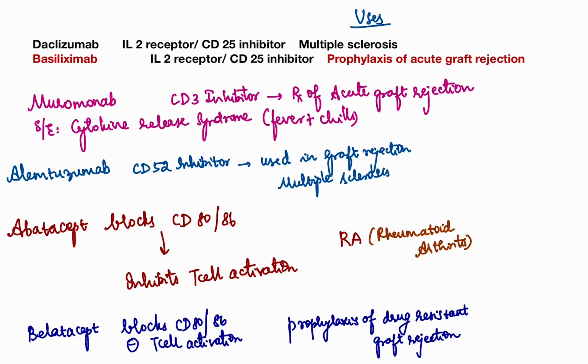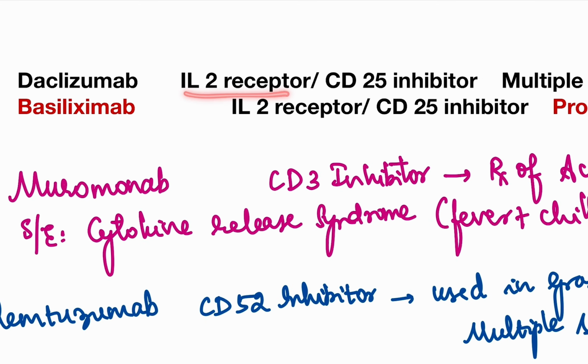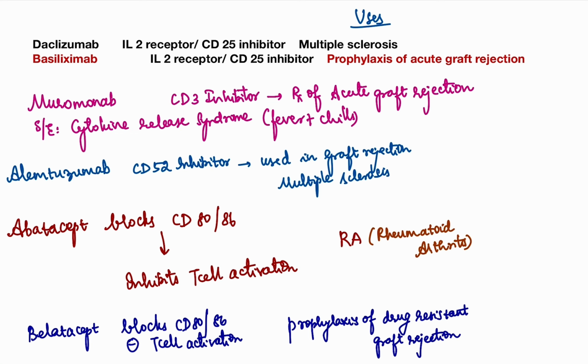Next, let's learn about daclizumab. I already mentioned daclizumab is an interleukin-2 receptor, CD25, inhibitor, which is used in multiple sclerosis. Basiliximab is also an interleukin-2 receptor CD25 inhibitor, used in the prophylaxis of acute graft rejection. Muromonab is a CD3 inhibitor, used in the treatment of acute graft rejection. But its side effect is cytokine release syndrome, so the patient presents with fever and chills. Alemtuzumab is a CD52 inhibitor, used in graft rejection and multiple sclerosis.